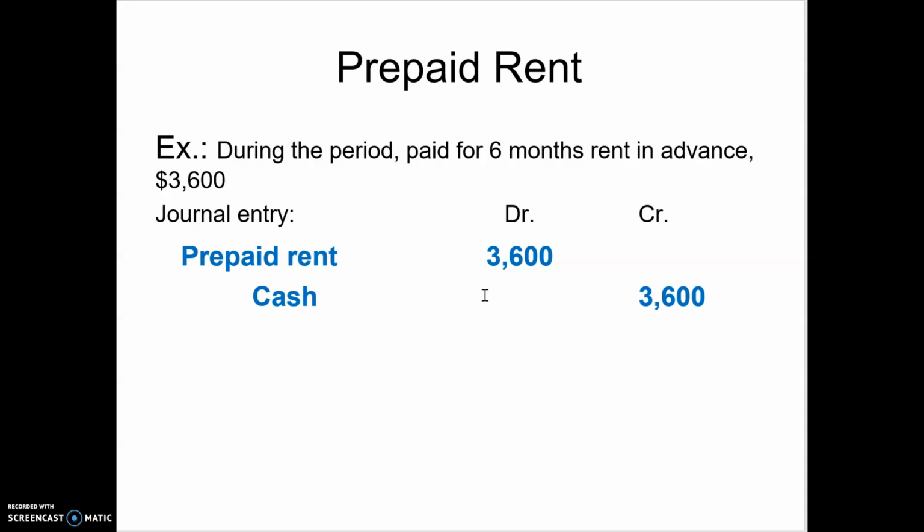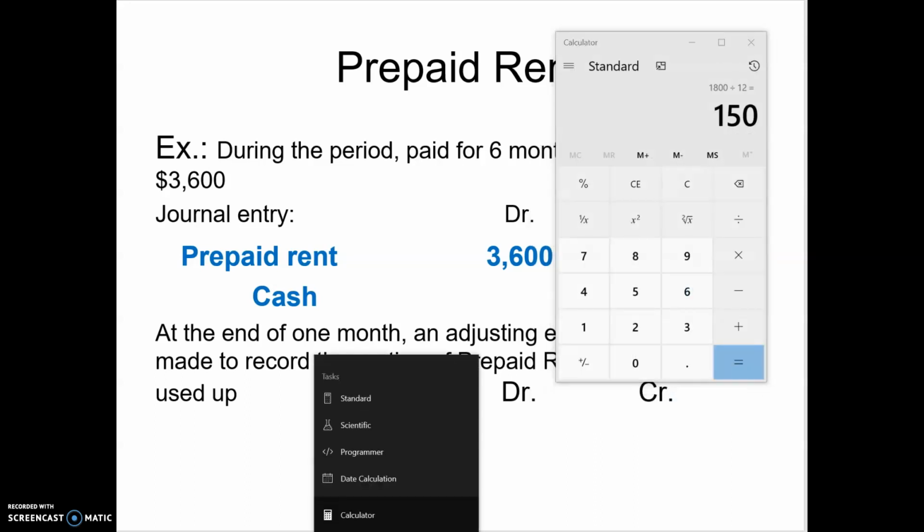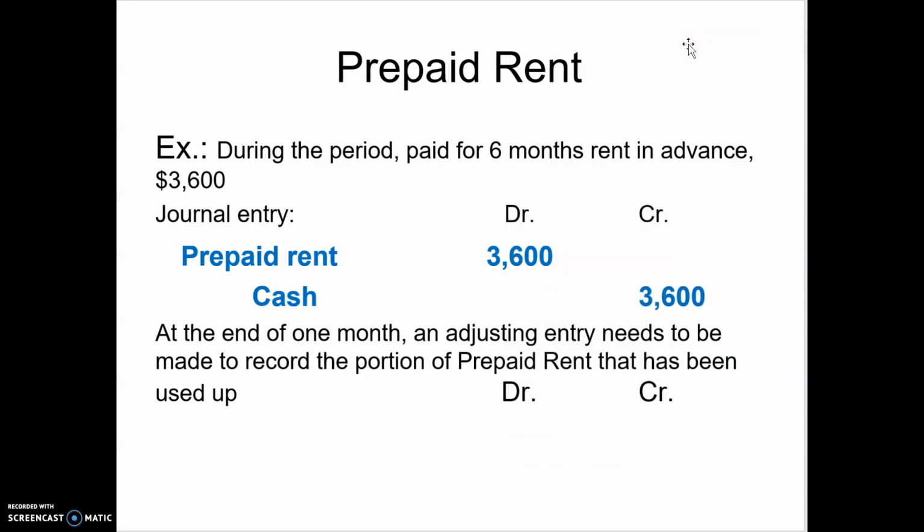The adjusting entry happens at the end of the period. At the end of 1 month, we have to make an adjusting entry because now we've occupied the space for the month. We've incurred the rent expense. So we have to make a journal entry to show this month's rent expense and to show that the prepaid rent asset account has gone down. So the $3,600 is what we paid for 6 months rent. We can see that $600 is the rent for 1 month. So that's what we've used up.